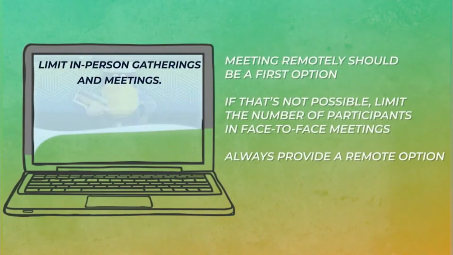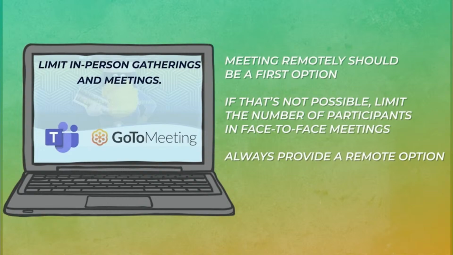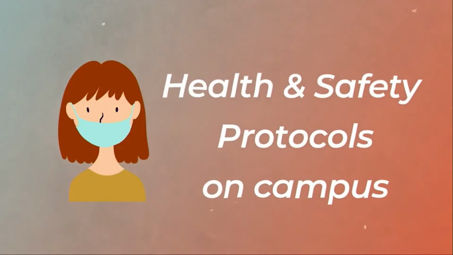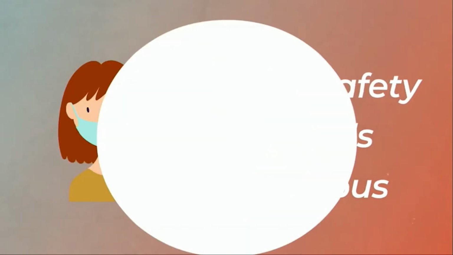Finally, it's important to limit gatherings and meetings while on campus. Meeting remotely should be a first option. If that's not possible, limit the number of participants in face-to-face meetings, practice social distancing, and provide a remote option for those who can't attend. These health and safety protocols can be modified at any time depending on changing conditions.